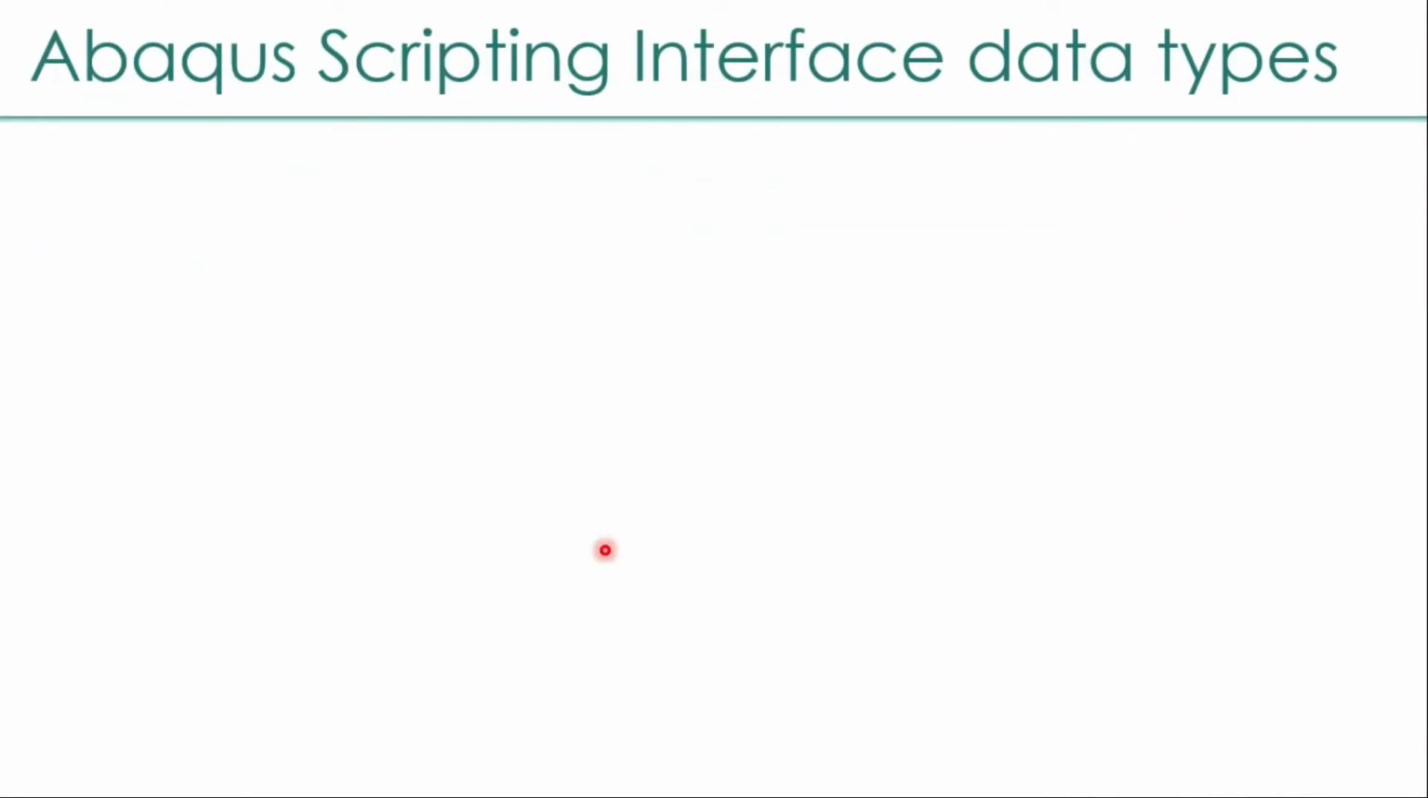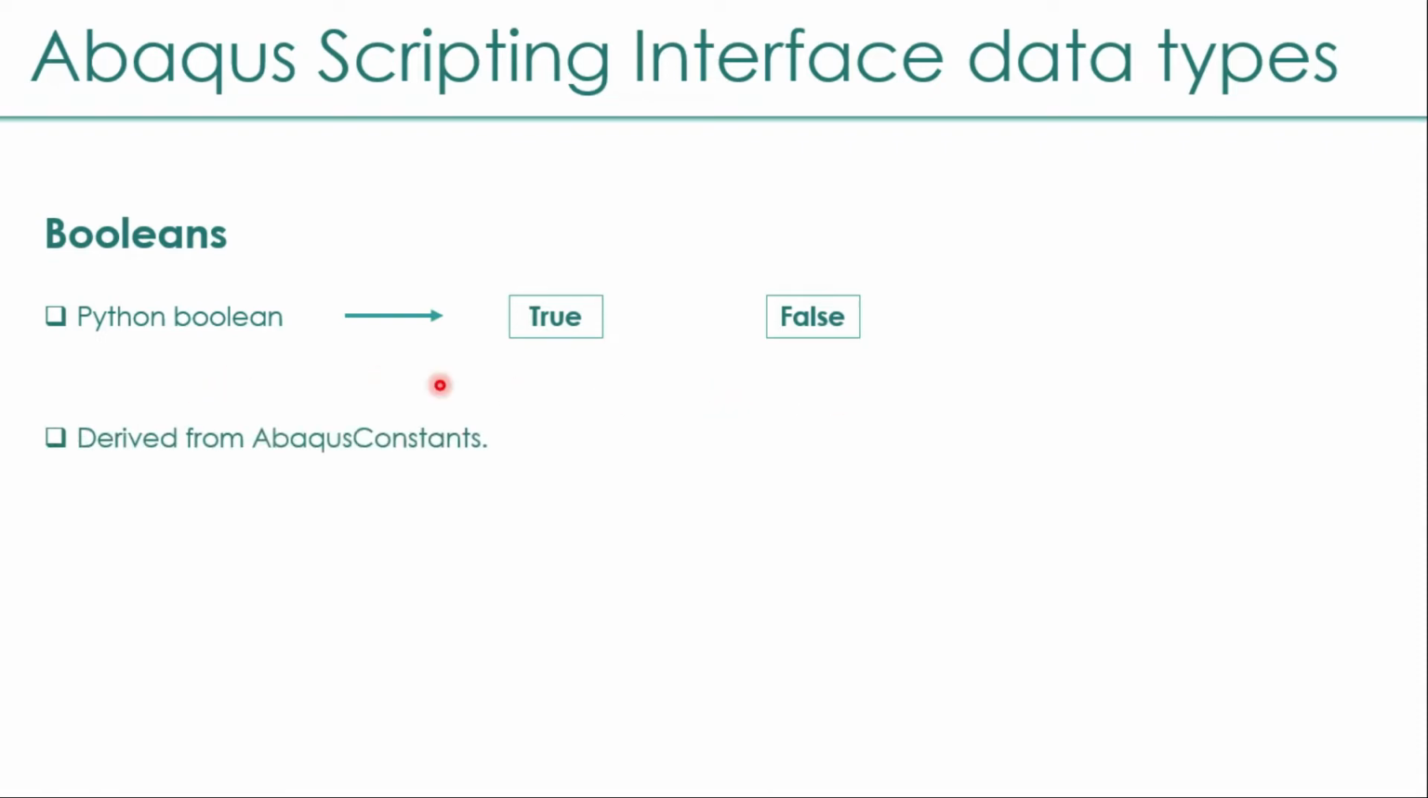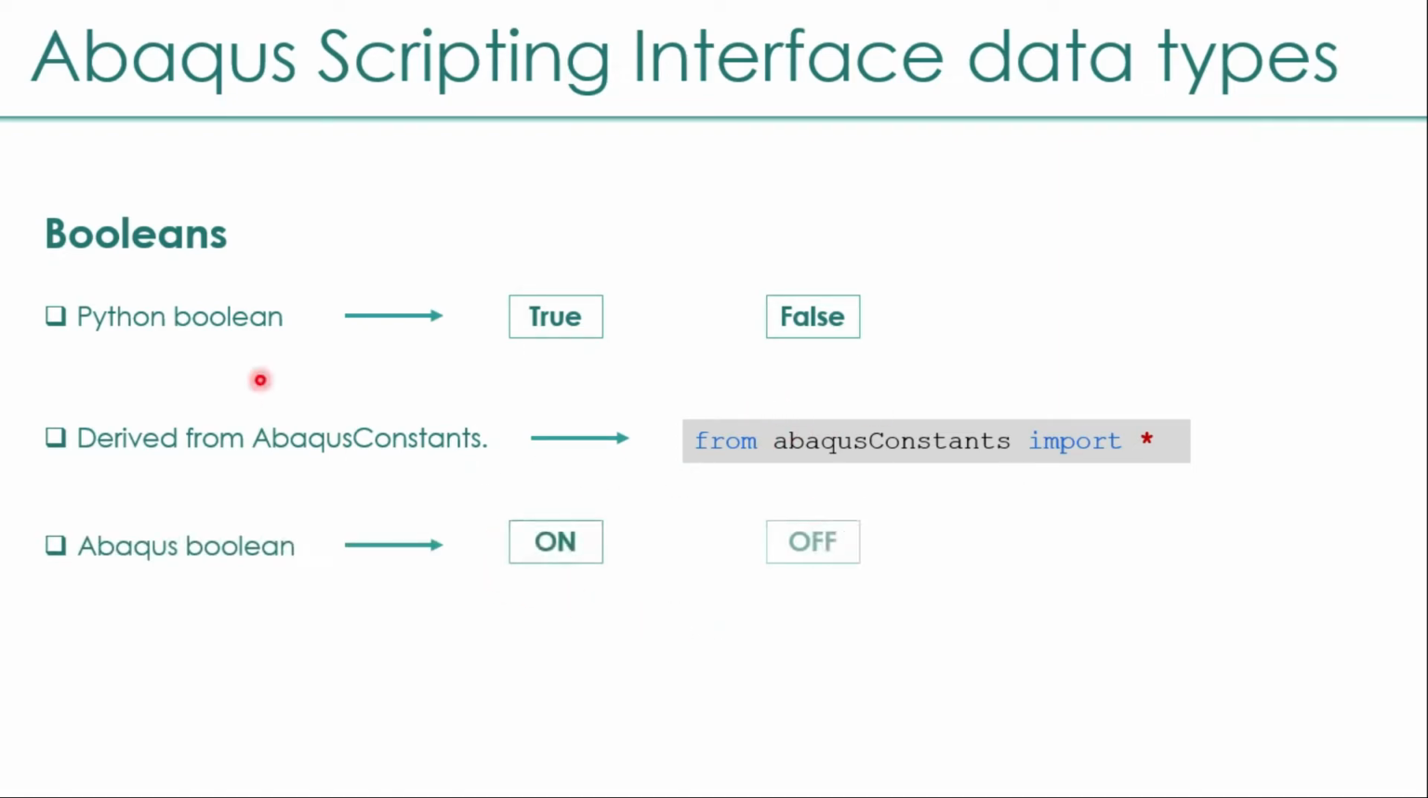This is one data type, and the other one we will discuss is the Booleans. In Python we have some Booleans, which you might already be aware of: True or False. Only these two Booleans are available. The Booleans that Abaqus has added are derived from the Abaqus constants, similar to the Abaqus constants we saw previously. Again, that's why we have to use this import statement. The two Booleans that Abaqus has added are ON and OFF.